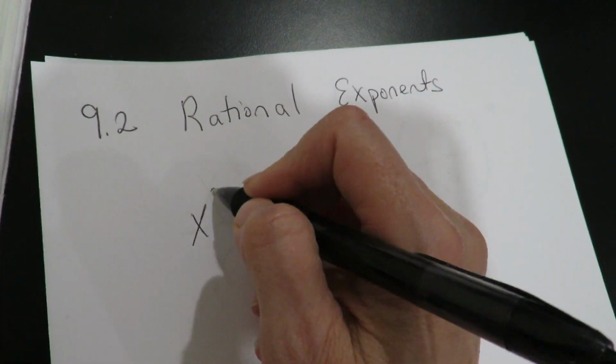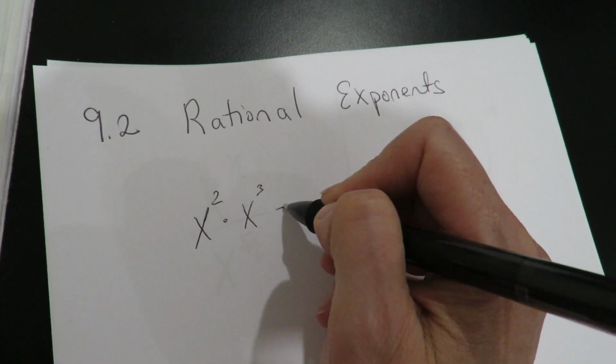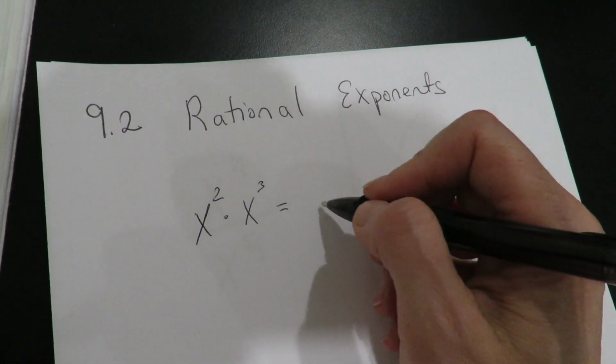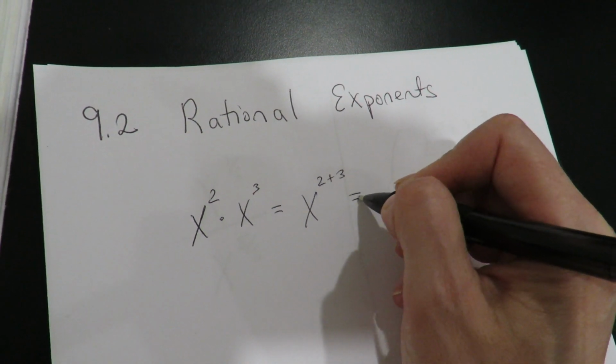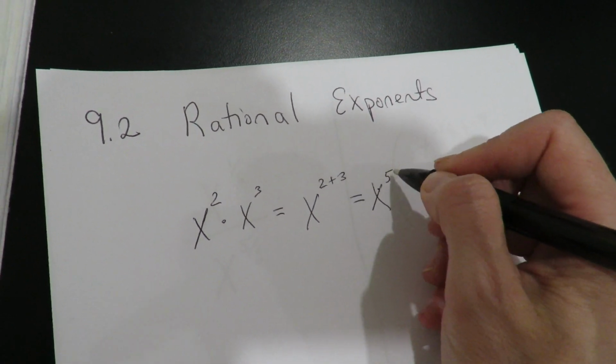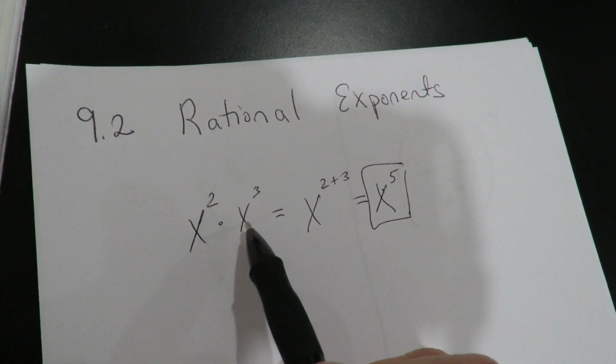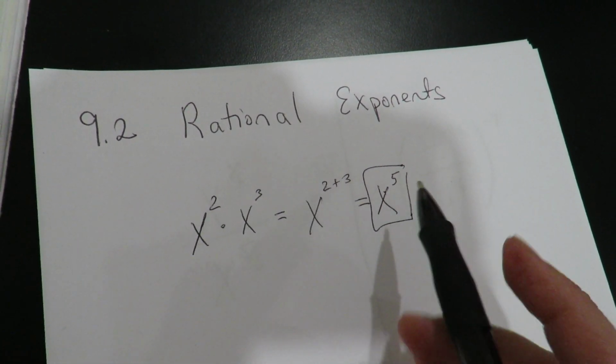So if I say x squared times x to the third, what's the operation we do there? Good, we add the exponents. So it's 2 plus 3, so it's x to the fifth, right? When they're neighbors, you add their exponents, right? So you get x to the fifth.